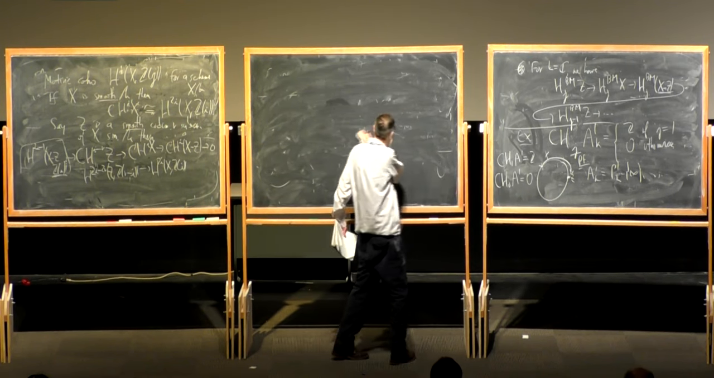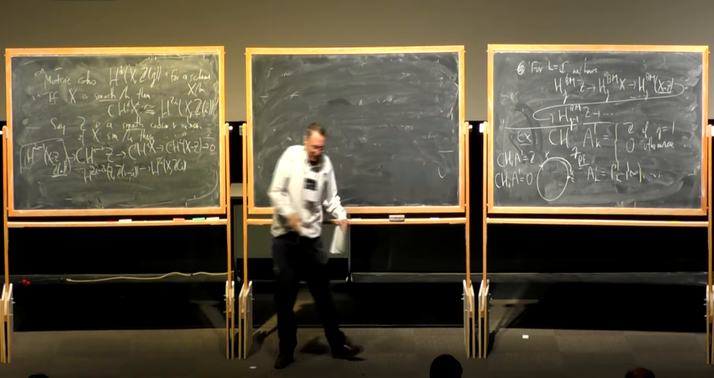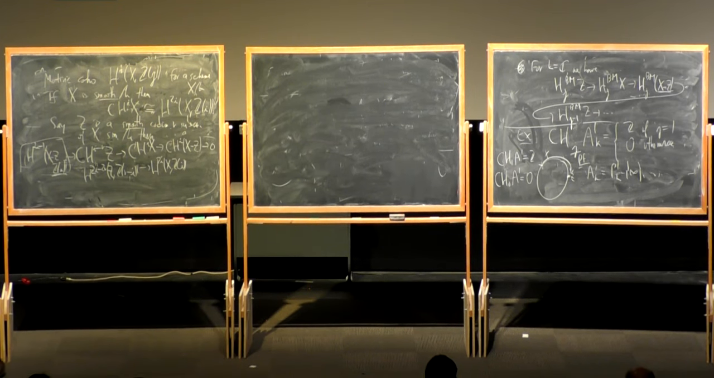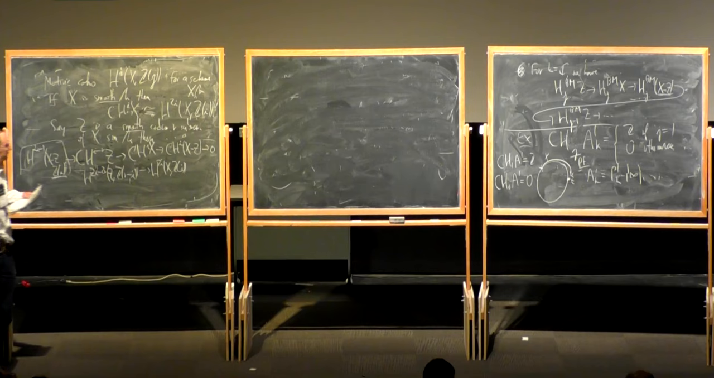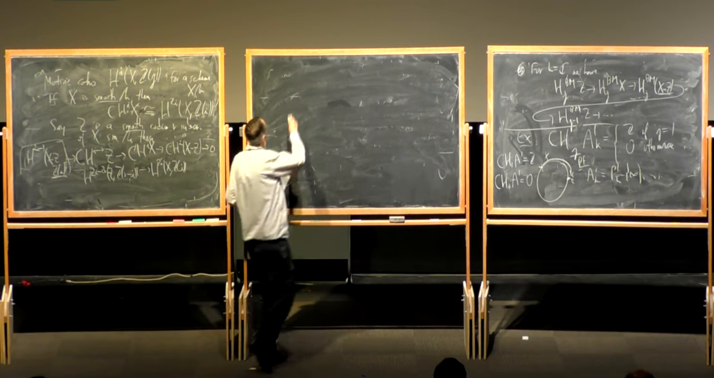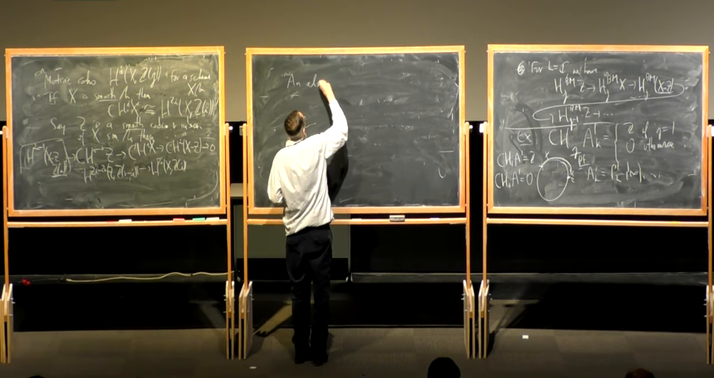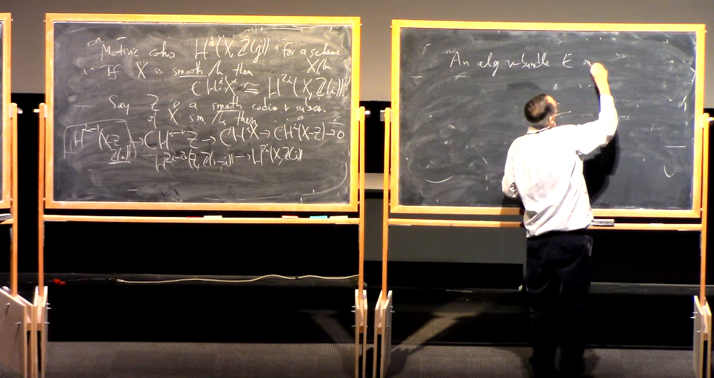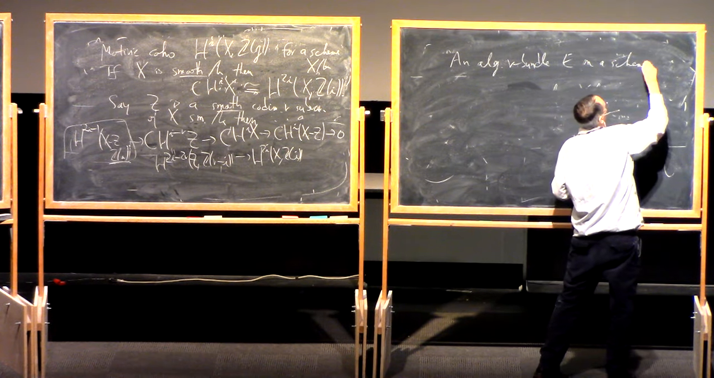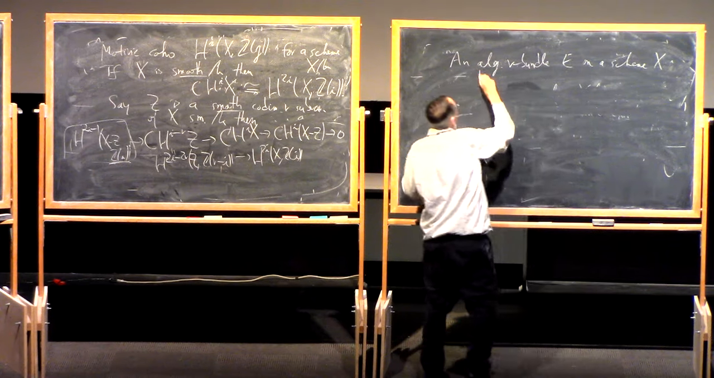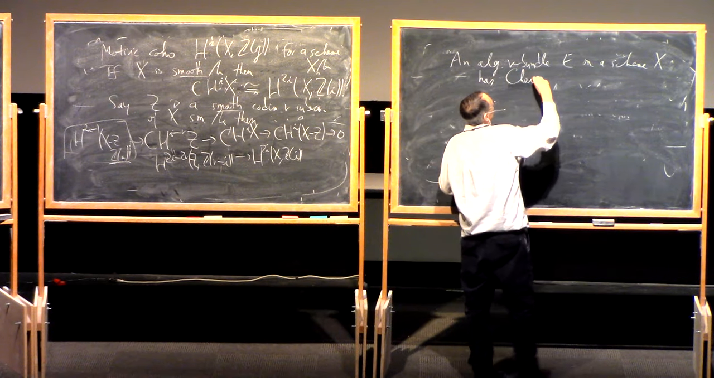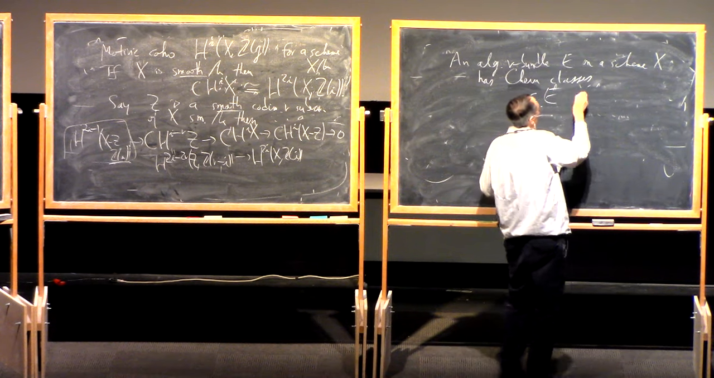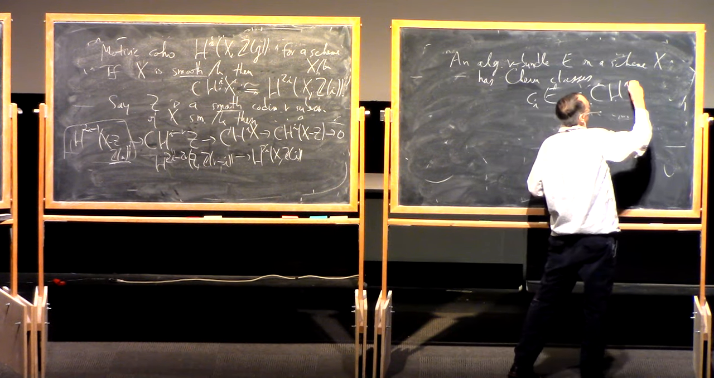Okay, so I did not get to all the things that I wanted to say, but maybe one thing is something about Chern classes. So let's see, an algebraic vector bundle E on a scheme X has Chern classes, the ith Chern class, which lives in Chow upper i of X.